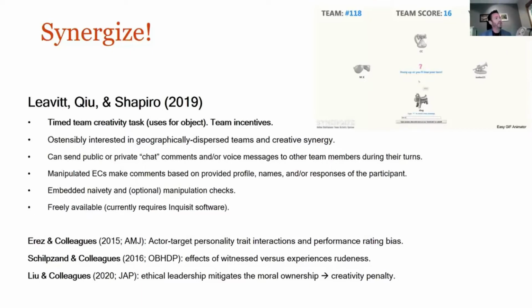So also there's embedded naivety and optional manipulation checks built into the program. So when it gets to the end, we tell people either, hey, because everybody's pulled from a common subject pool, do you think you know which of these, did you know who any of these other players were?